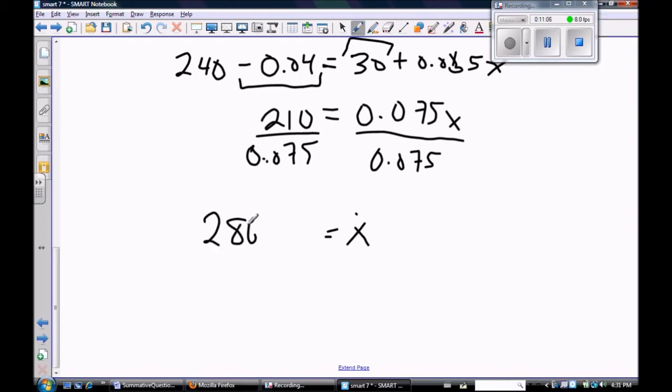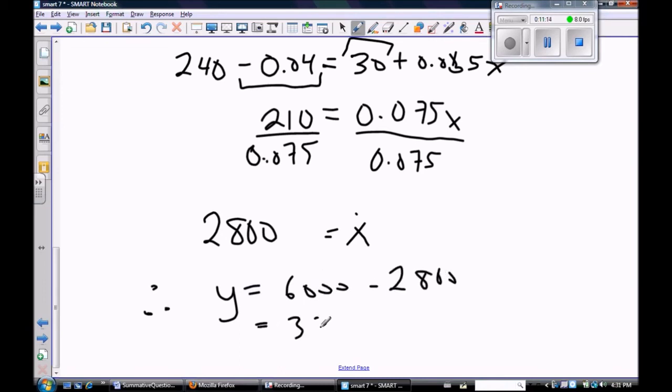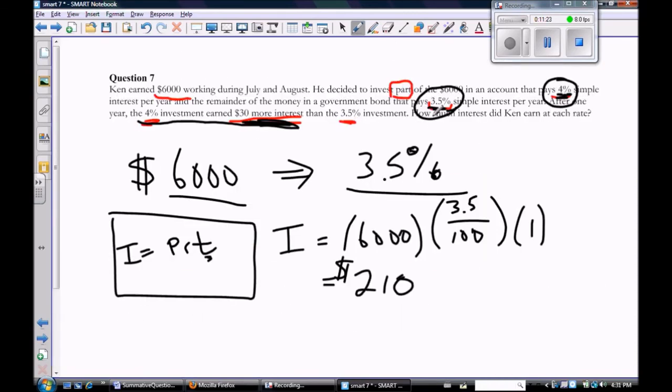And therefore, y equals 6,000 minus 2,800. So y equals 3,200. Now, don't pretend like we're done. I solved for x and y. Go back to the question. What did it say? How much interest did Ken earn at each rate? So we are not done.